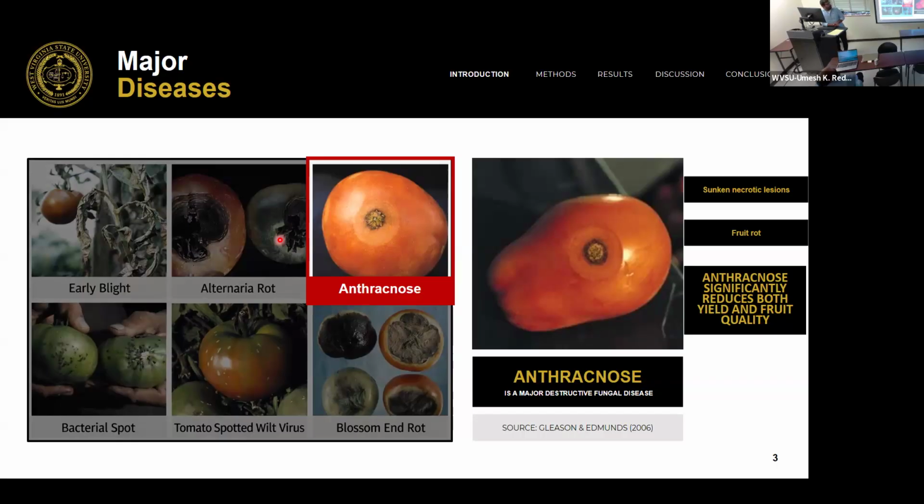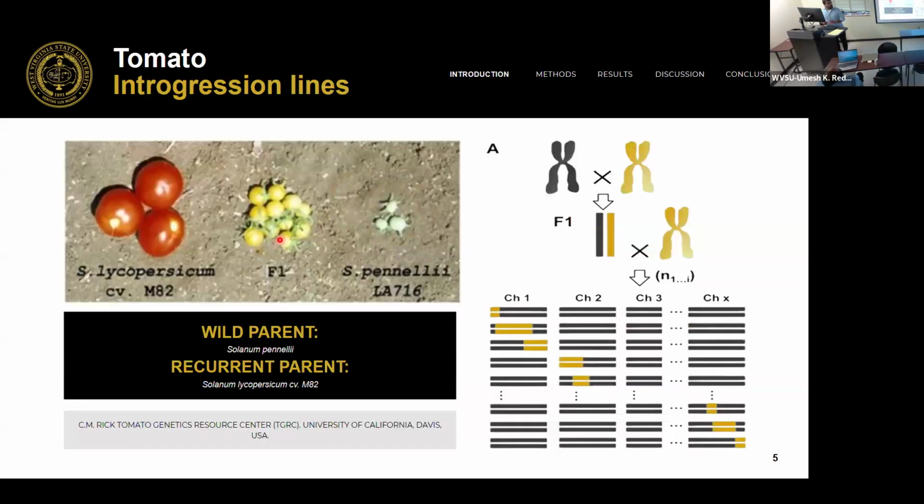So that gives me this research opportunity to explore this molecular mechanism using the long non-coding transcriptome elements such as long non-coding RNAs and microRNAs. To get into this molecular mechanism behind the anthracnose resistance, I used introgression lines.